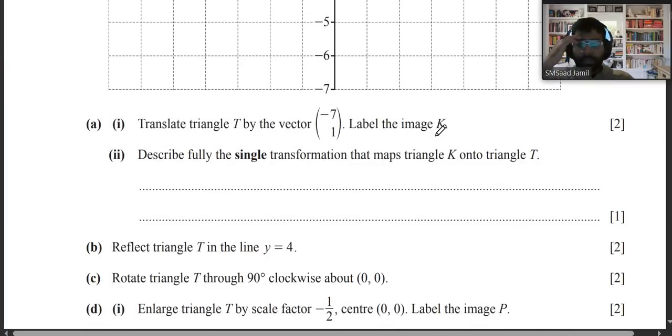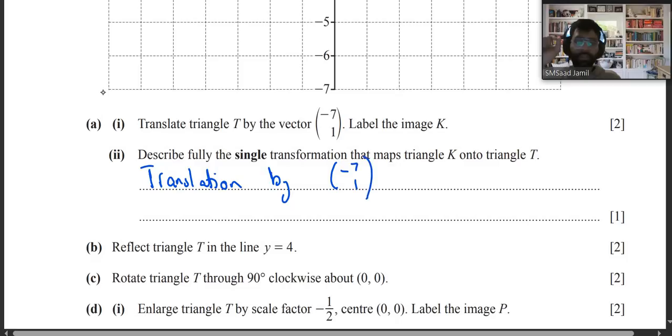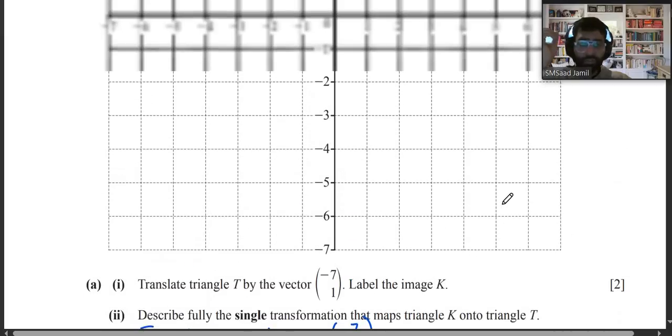In the next part it says describe fully the single transformation that maps K onto triangle T. It's basically saying what we have done just now. Explain it. So you guys can say: translation that maps K onto triangle T. Translation by the vector (-7, 1).